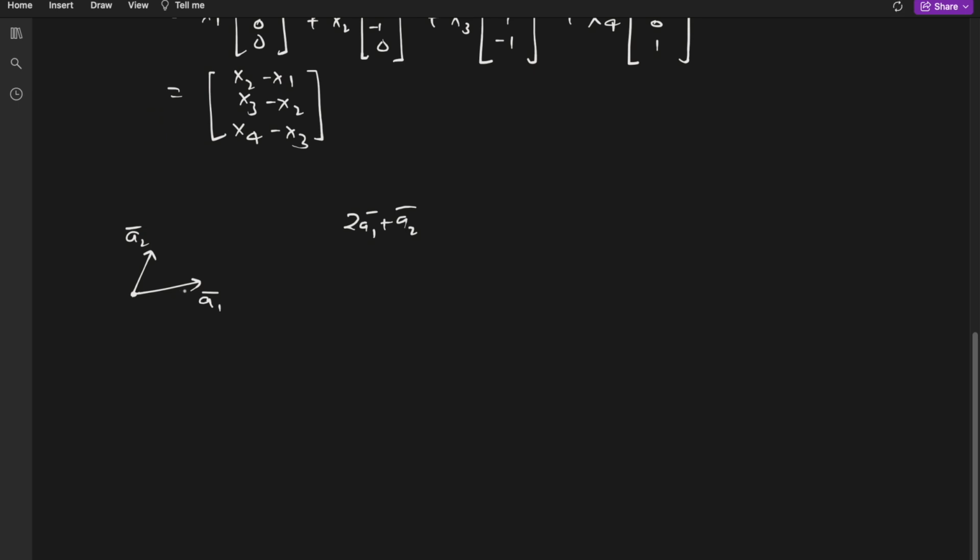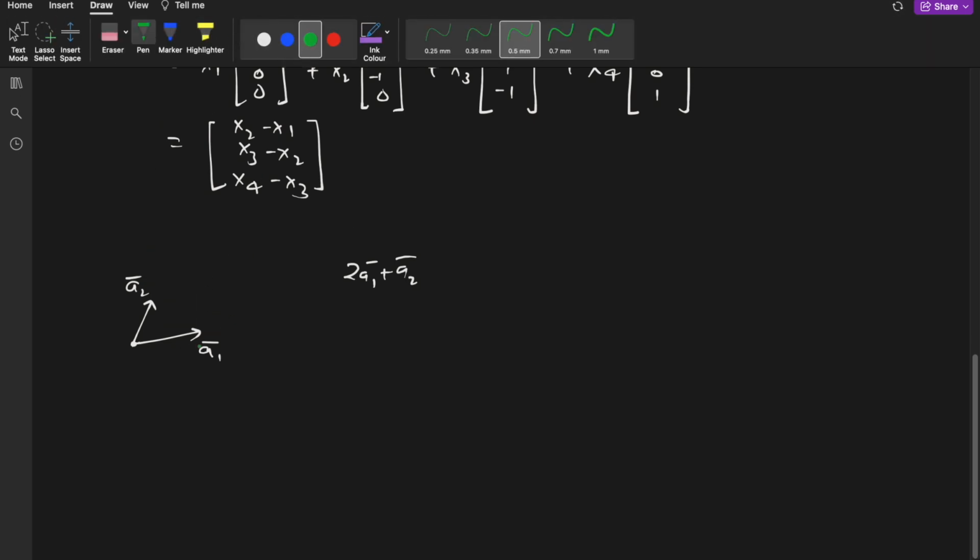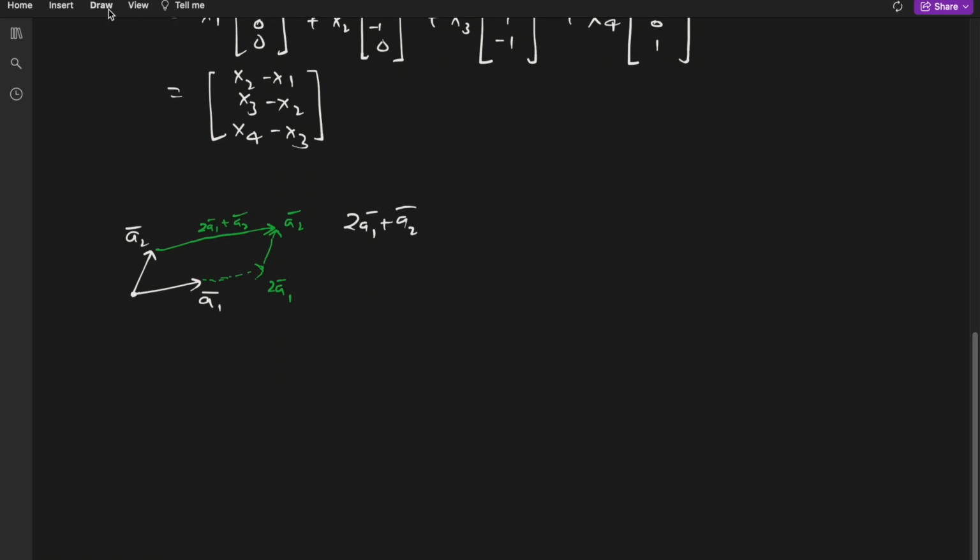So basically this will look something like this. 2 times A1, you just stretch it twice, right? So somewhere here. So this is 2 times A1. Now if you want to add A2 to it, you just take this vector and place it here. The tail of it goes to the tip of 2A1. So this becomes A2, and this is your addition of those two vectors. So this is nothing but 2 times A1 plus A2. All right, so this is the linear combination.